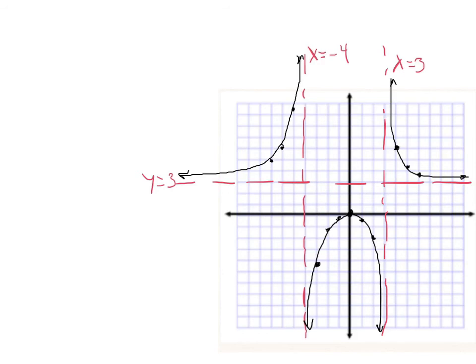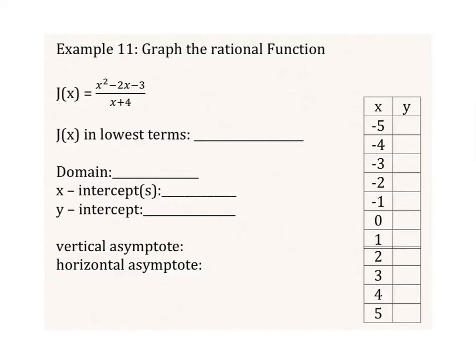Alright, here is our last one. It's going to be a little trickier. We want to factor the top to create lowest terms. So we're going to say x minus 3 times x plus 1 over x plus 4. Alright, that's in lowest terms now. Our domain is going to be based on our denominator, so x can't equal -4.